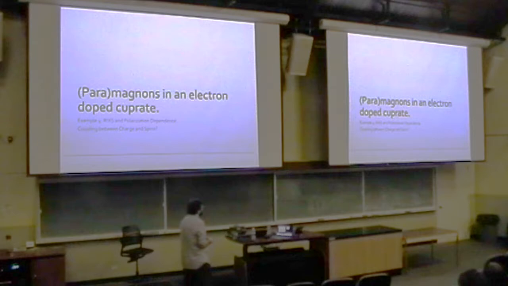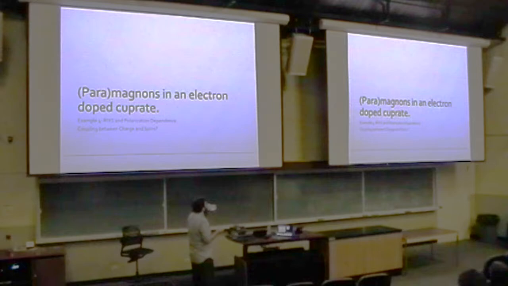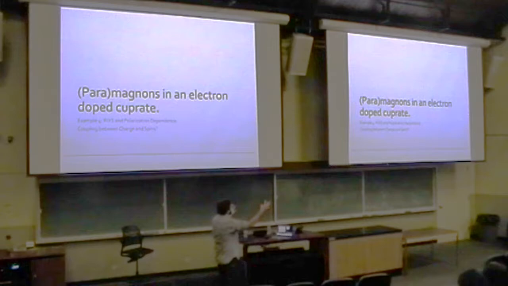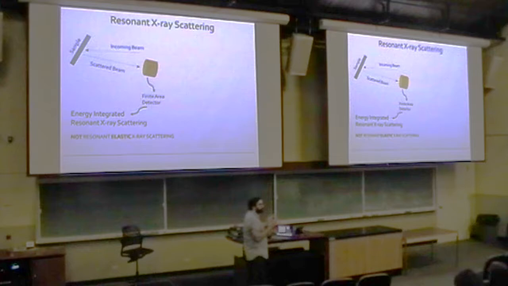So let me then tell you a little bit about magnons and cuprates, or in the case of doped cuprates, where the ground state is not magnetic, but magnetic fluctuations are still around. These are called paramagnons. And this will highlight some of the best instrumental resolution capabilities available right now.